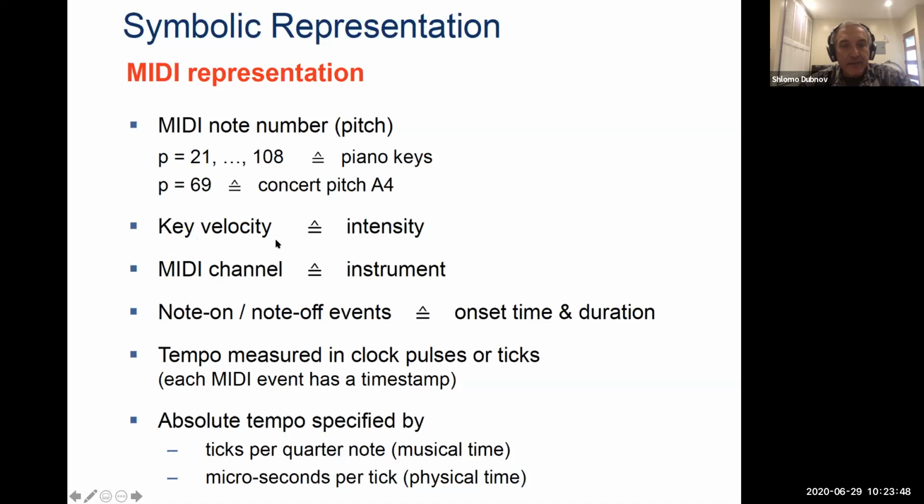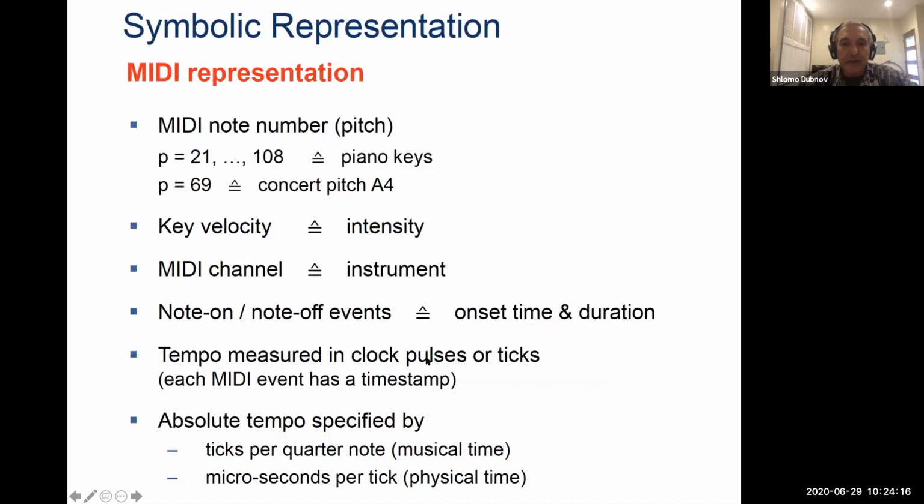There's also how hard you hit the key. It's called velocity, because in synthesizers that translates to the speed of your finger coming down, and that translates to how loud you play. A MIDI channel is usually tuned to be an instrument, so we'll see in a second that it doesn't have to be piano, it could be any instrument. You have note on and note off events, so the onset times, or silences, and their durations.